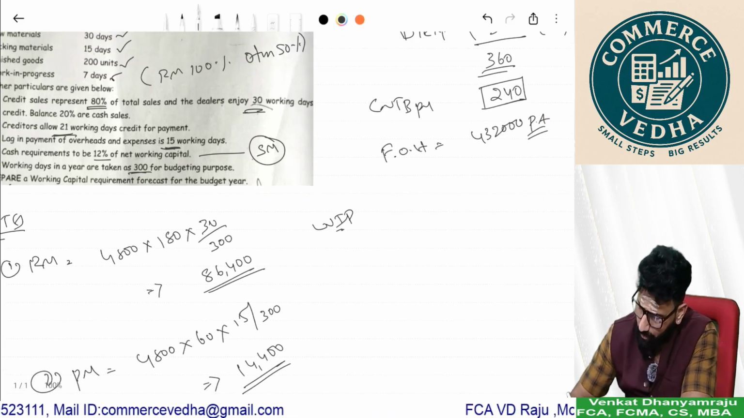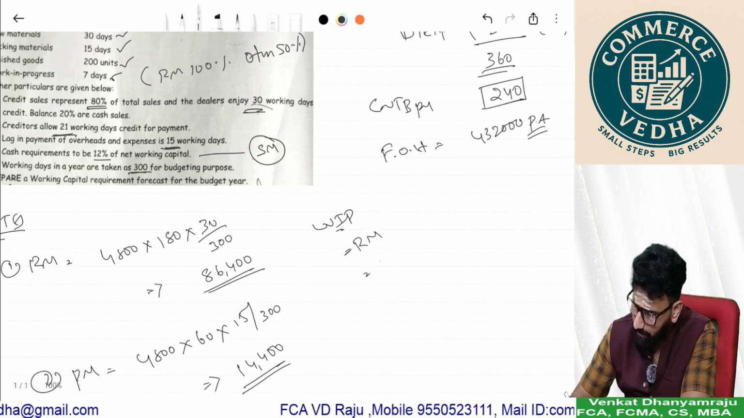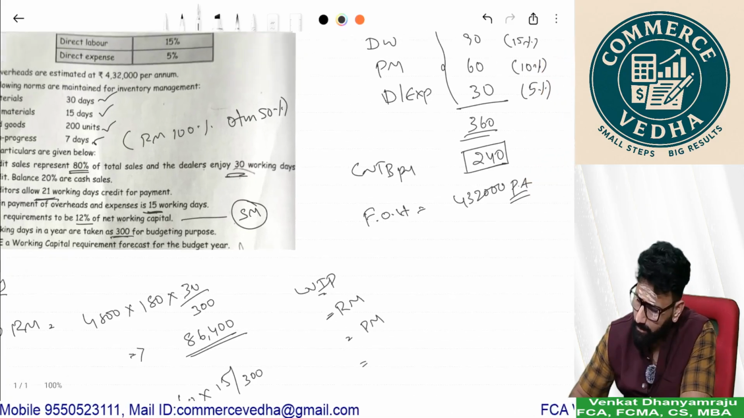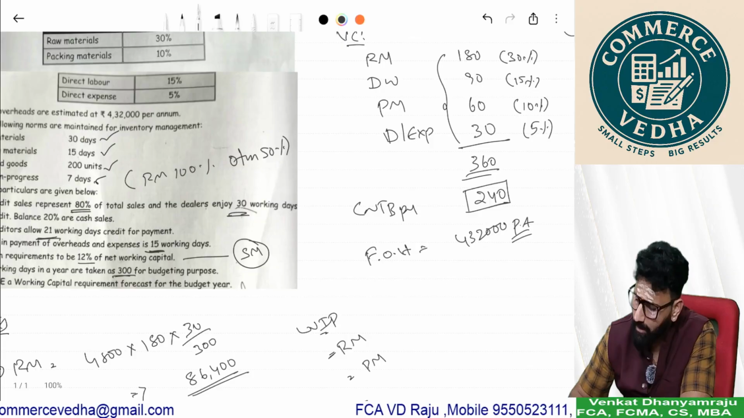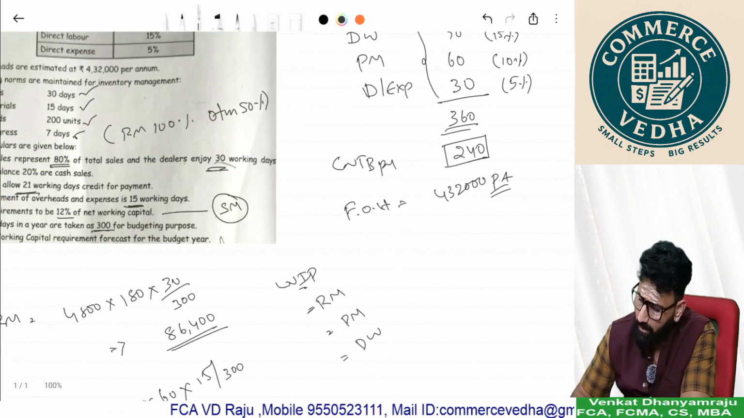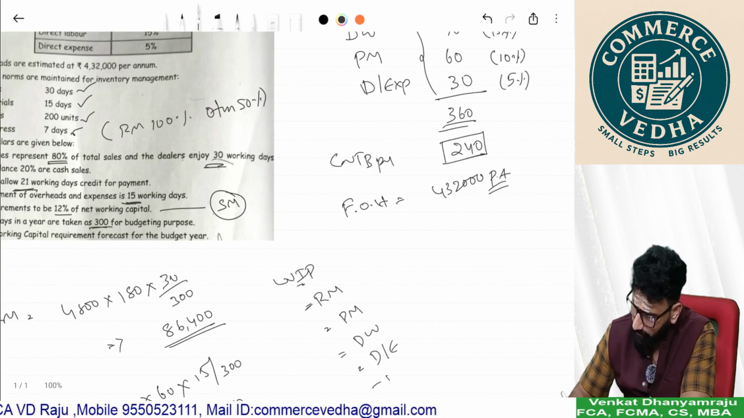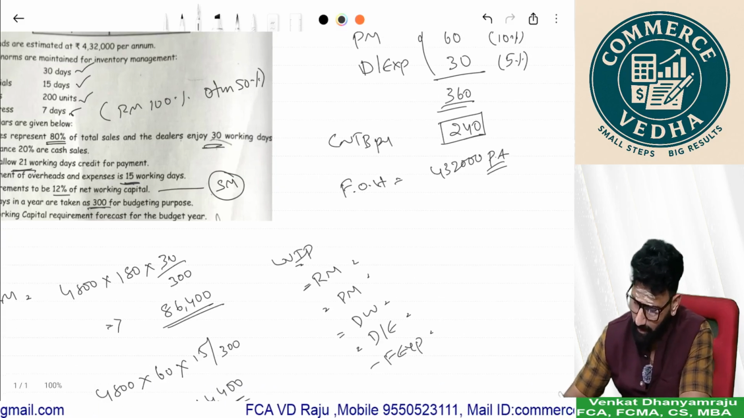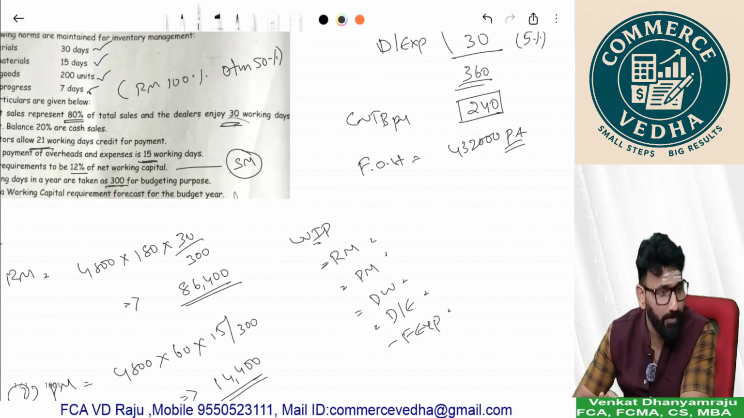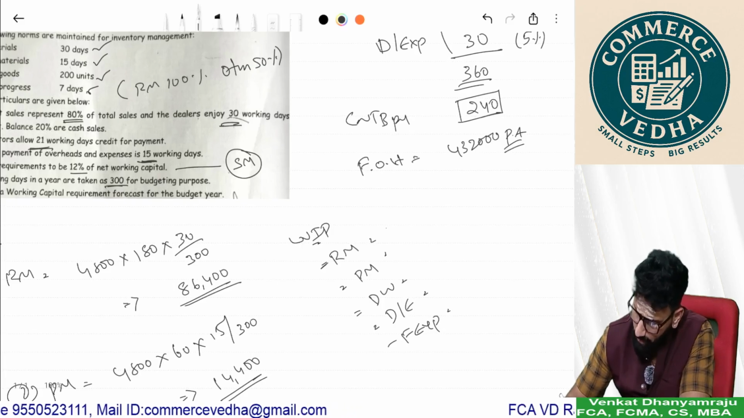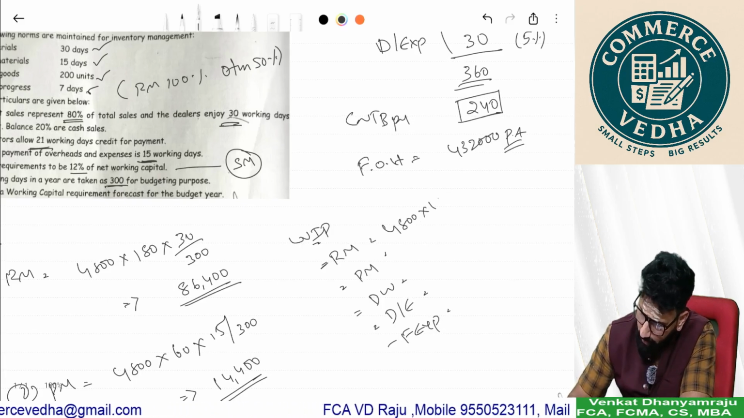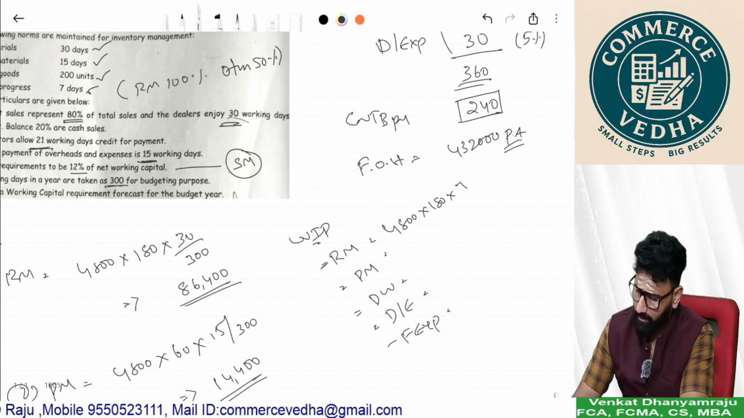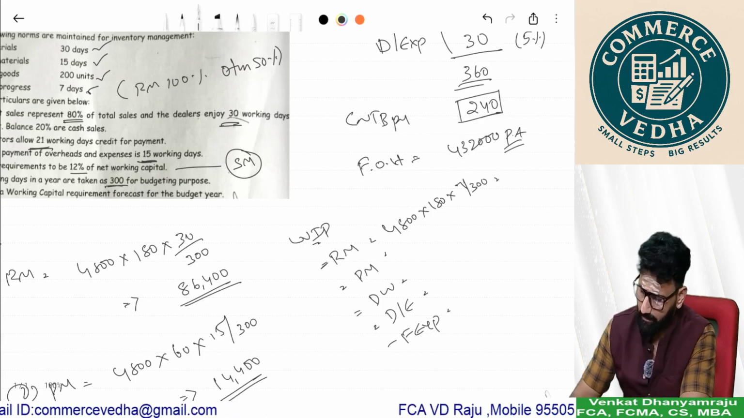Then work in progress, we should do it for raw material, packing material, variable overheads, direct wages, direct expense, and fixed expense. So many things in this. Raw material, including packing material, we should take 100%. So raw material here is 4,800 units into 180 into how many days? 7 days. 7 by 300.